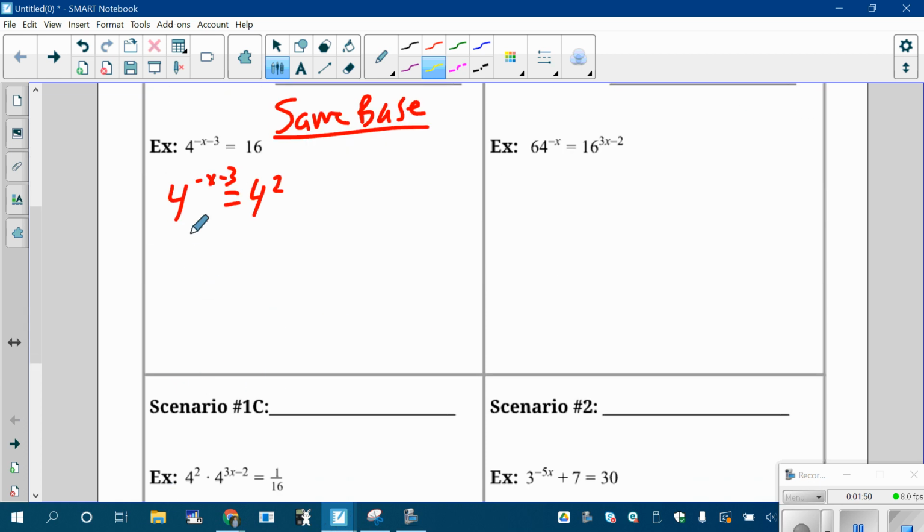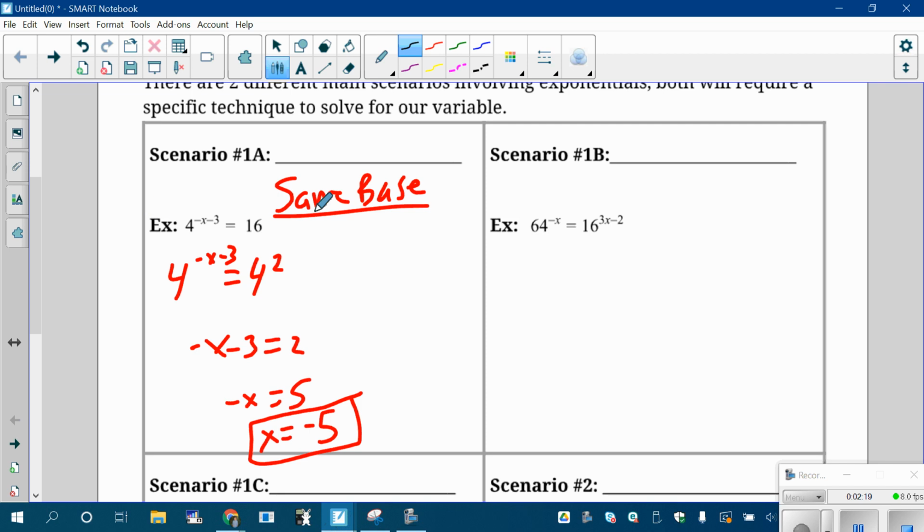All you got to do then is set the exponents equal to each other. If 4 to some power equals 4 squared, well then the power on the left, the negative x minus 3, has got to equal 2. And then I just solve this equation. Easy, done. Cool. Same base, oh yeah. Here, I just have to recognize that 16 was 4 squared. If you can make them the same base, it's going to be easy to solve.